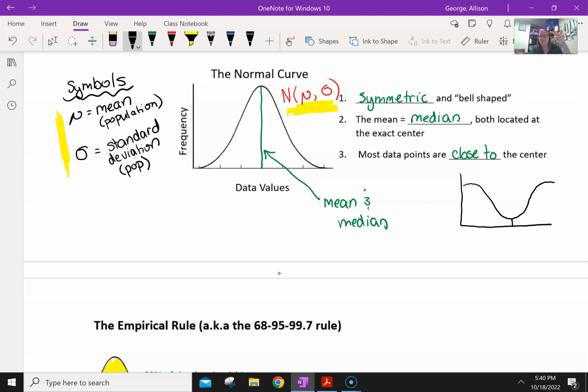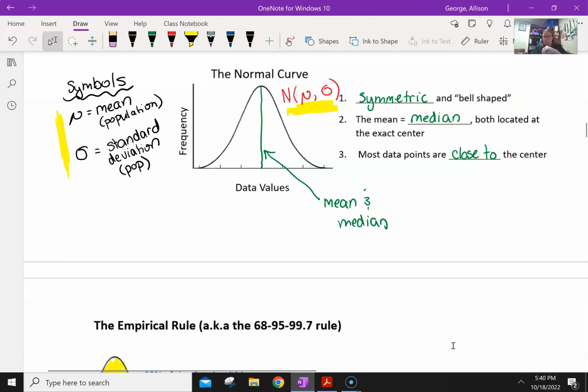It would be right down the middle. It's not bell-shaped, and most of the data points aren't close to the center. They're farther to the side. So that's the difference there between the two. That's why all 3 of those are important to figure out what's a normal curve.